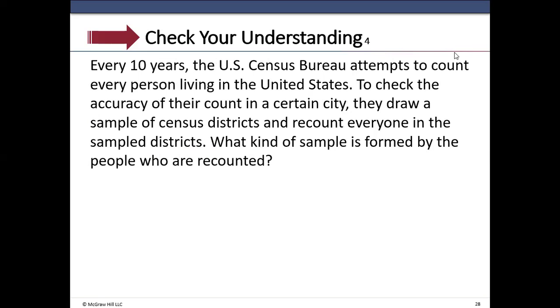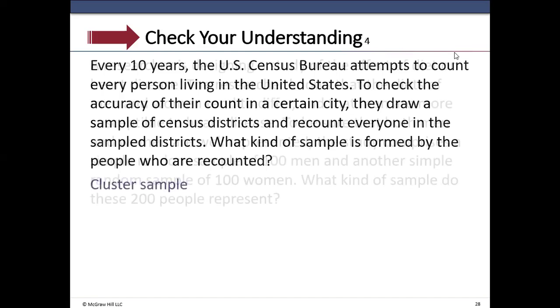Every 10 years, the US Census Bureau attempts to count every person in the United States. To check the accuracy of their count in a certain city, they draw a sample of census districts and recount everyone in the sample districts. What kind of sample is formed by the people who are recounted? So, you are dividing the city into clusters of census districts, and then only a couple of them are selected, those clusters out of all the clusters possible. So this is a cluster sample. Everybody in the selected clusters is interviewed. So this is cluster sampling.